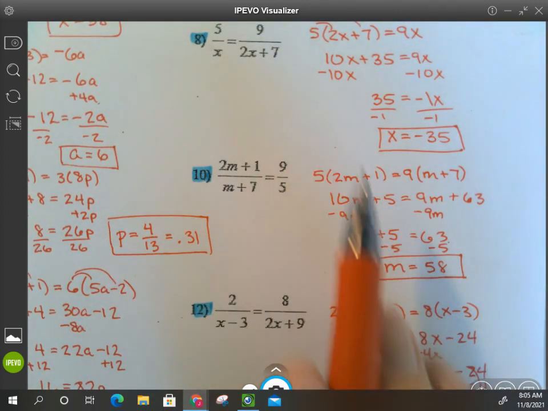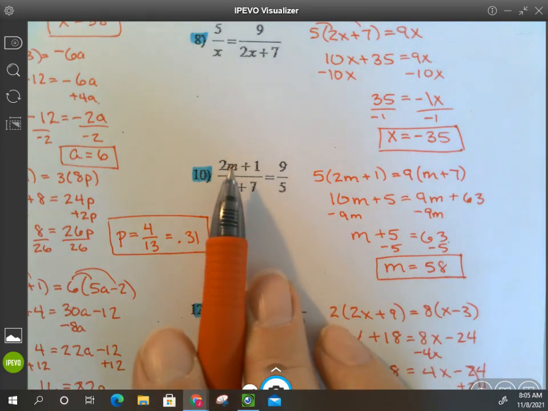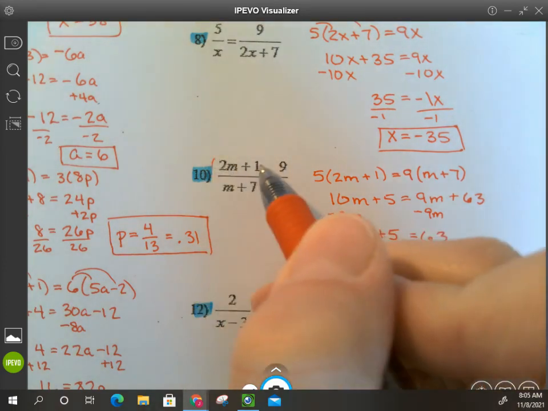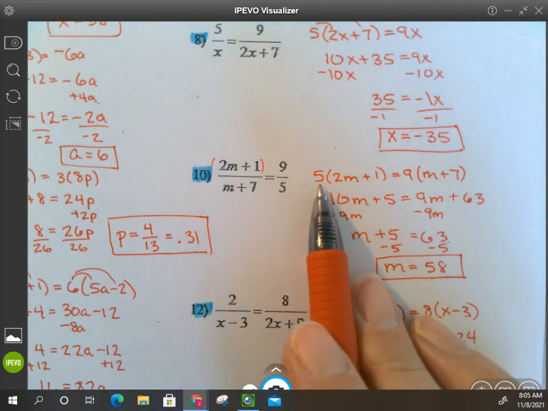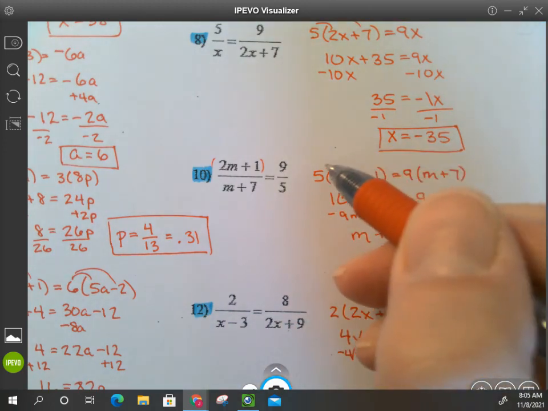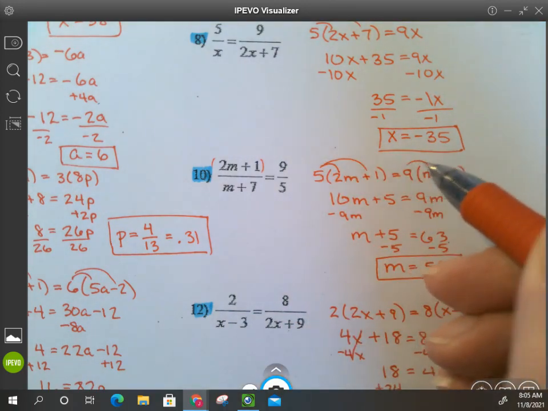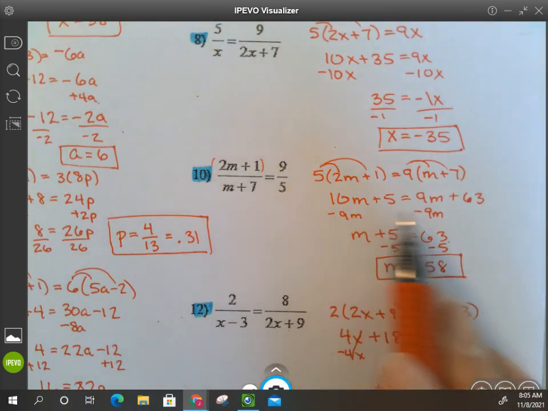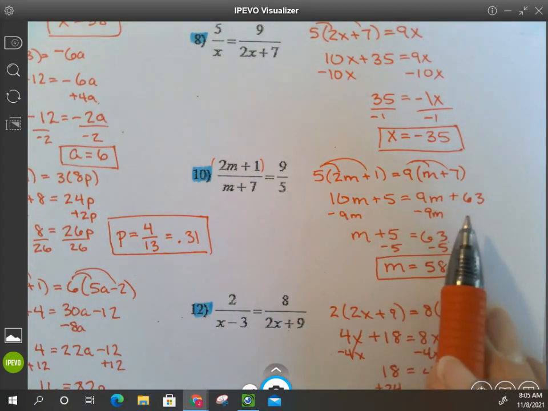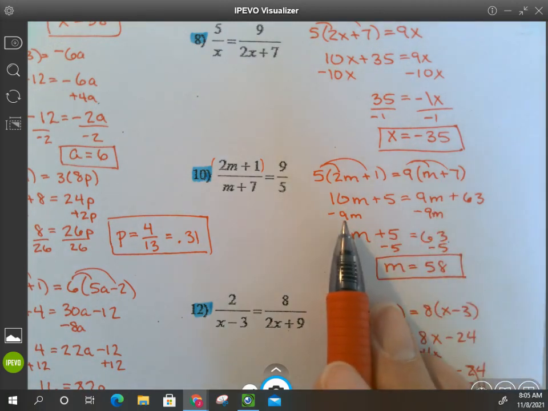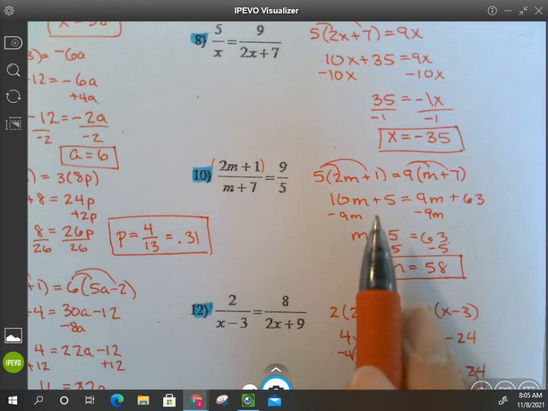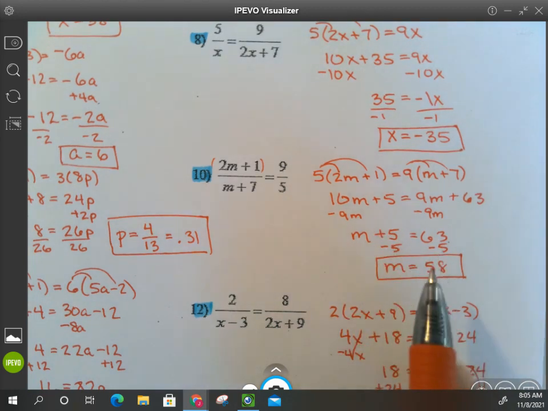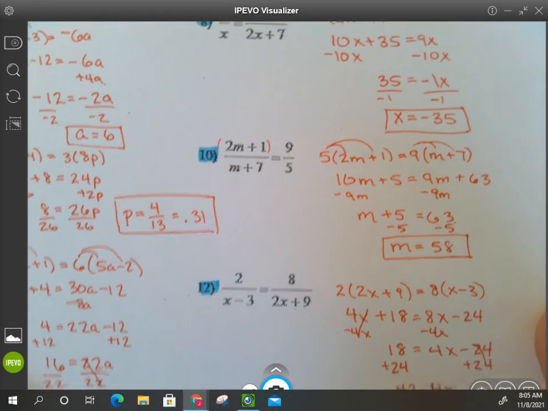This one had a lot going on too. So instead of taking the 2m plus 1 times 5, I put the 5 out front times that. It doesn't matter how you wrote it, as long as you distribute that. And same with 9 times the m plus 7. So we make sure you're distributing and changing all these terms. And then I chose to move the m to the left. That's my habit of changing the m value or moving the variable first. And then I took this 5 and I switched it over to get a positive 58.